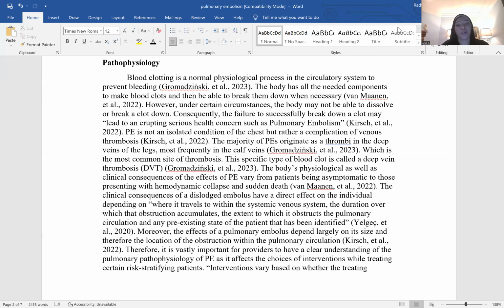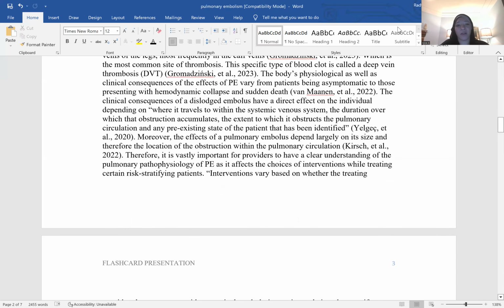The physiological as well as clinical consequences of the effects of PE vary from patients being asymptomatic to those presenting with hemodynamic collapse or sudden death. The clinical consequences of a dislodged embolus depend on where it travels to within the systemic venous system, the duration over which the obstruction accumulates, the extent to which it obstructs the pulmonary circulation, and any pre-existing state of the patient that has been identified.